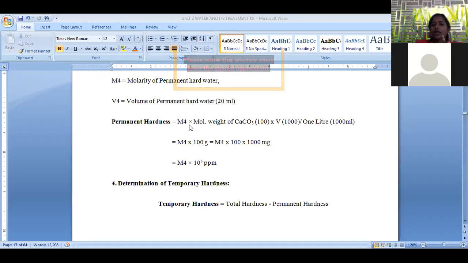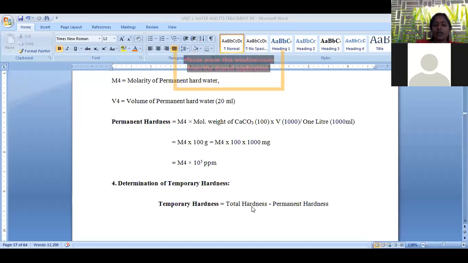Now, that water can be boiled in order to remove temporary hardness present in the water. Temporary hardness is mainly caused by bicarbonates present in the water, so that permanent hardness will remain in that solution. After boiling, again the same procedure is continued to determine the molarity of permanent hardness. After getting molarity of permanent hardness, we have to convert it into weight. So that is again M4 into 10 to the power of 5. So if total and permanent are known, temporary is obtained by taking the difference of these two. So the temporary hardness is calculated.